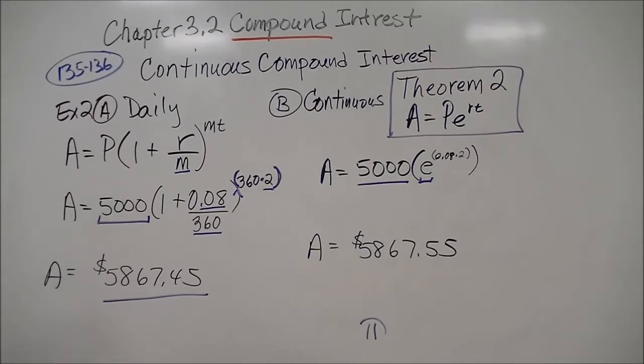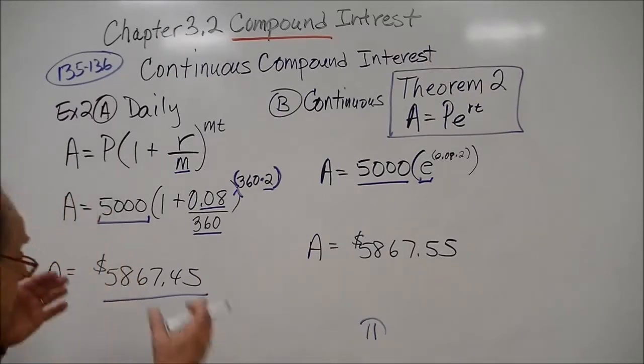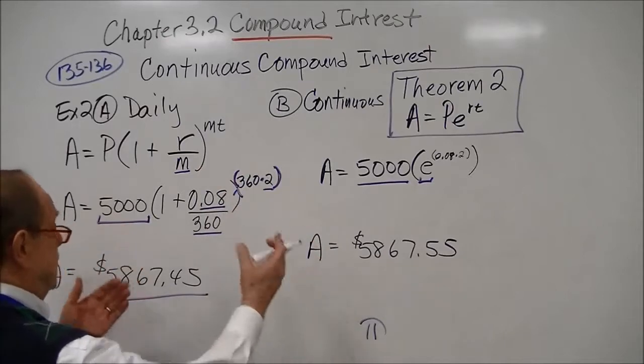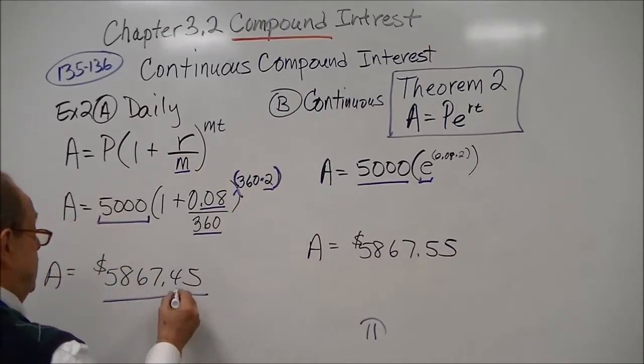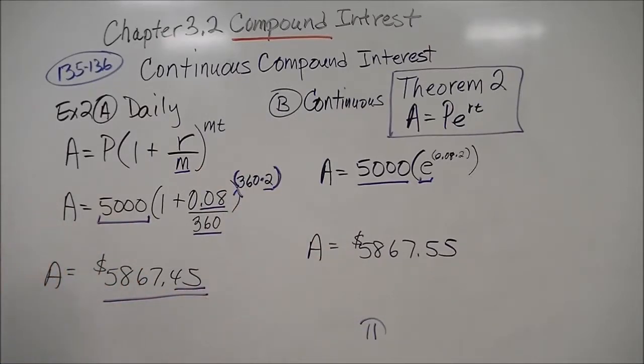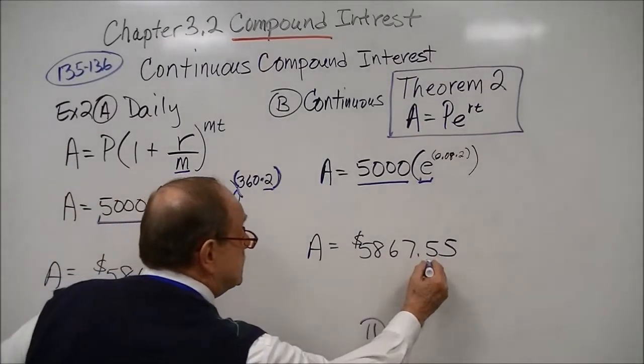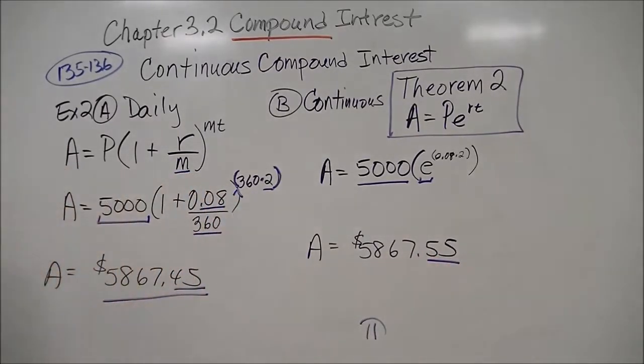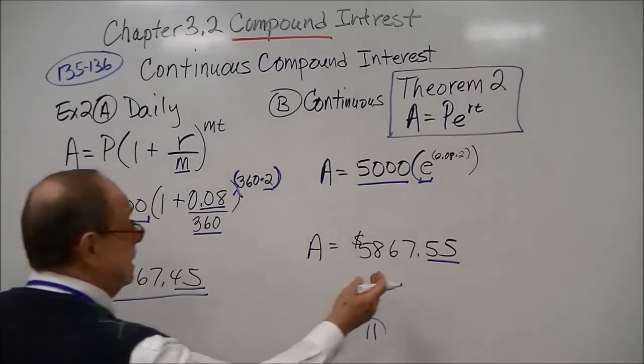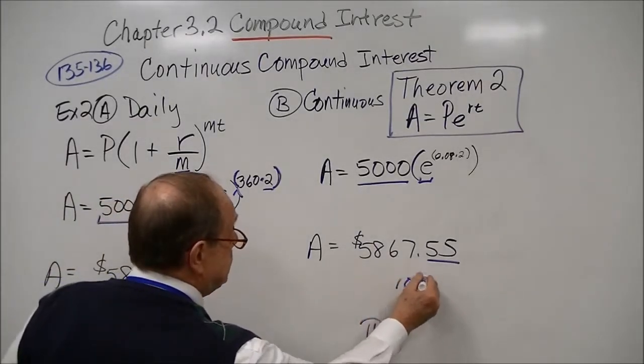Now, as you compare your calculations, here, this is 45 cents. The rest of it is the same. This is 55 cents. So by continuous interest, really all you're gaining is 10 cents.